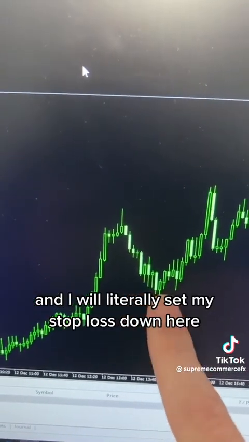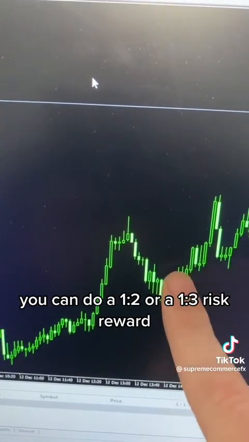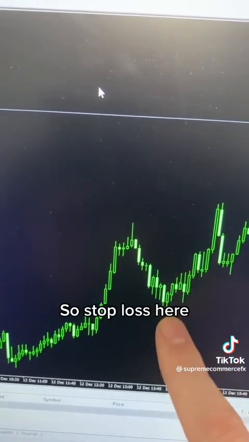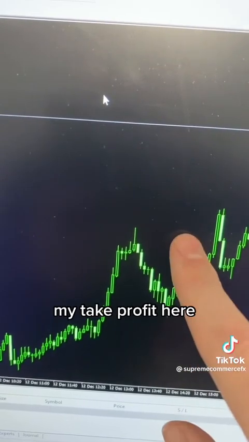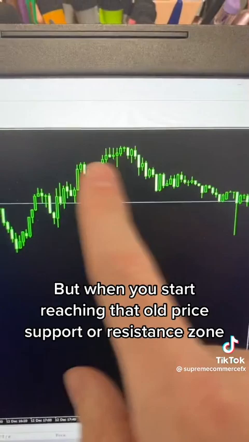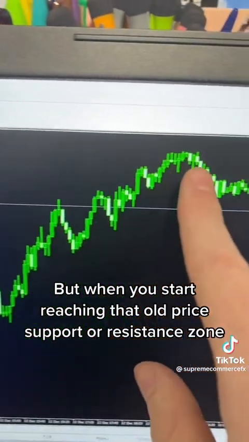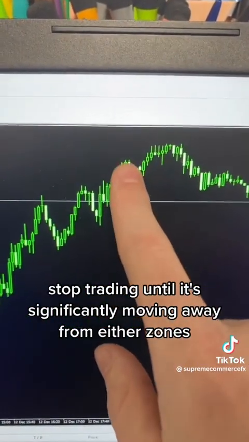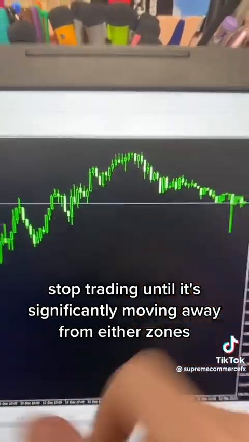I will draw a trend line right along this pullback, and I will literally set my stop loss down here. Even with a small move like this, you can do a 1 to 2 or a 1 to 3 risk to reward. So stop loss here, I enter here, my take profit here. Do it again, and again. But when you start reaching that old price support or resistance zone, stop trading until it's significantly moving away from either zone. That's all you need.